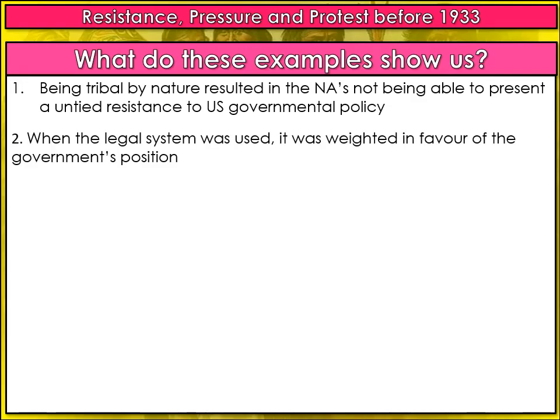Secondly, this shows us that when the legal system was used, it was weighted in favour of the government's position. And that is especially true in the early 20th century. That Lone Wolf versus Hitchcock decision is highly significant. Thirdly, Native Americans are split on their aims. Because at this point, assimilation has been the goal of federal government policy for decades, and so it's had an impact. In fact, many people who are part of the Dawes Act and have had their allotments for 25 years may already be citizens. So do they want to go back or carry on forwards?